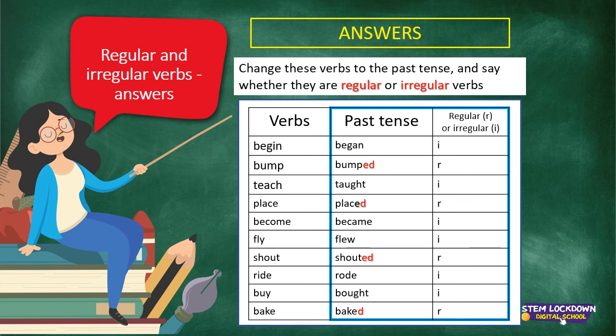How did you do? Give yourself a mark out of 20 and write it down somewhere so we can add it up at the end in our final mark out of 60. Got it? Good. Let's go on.